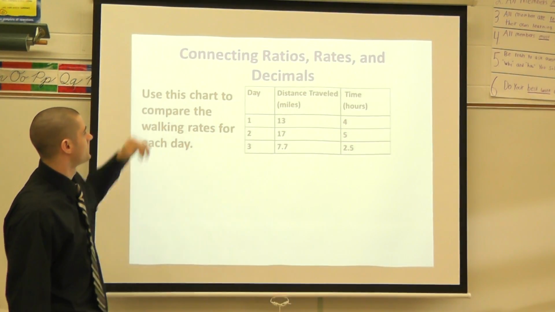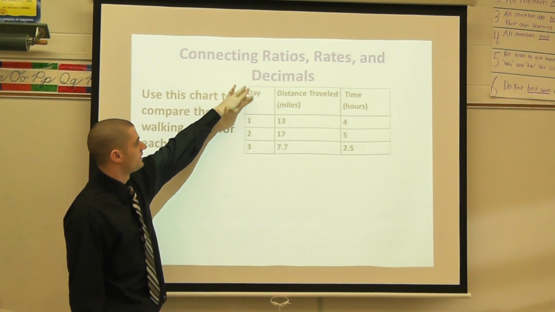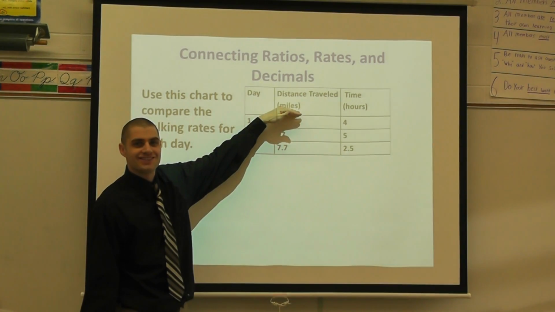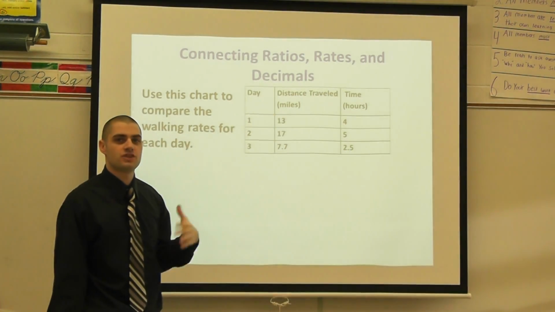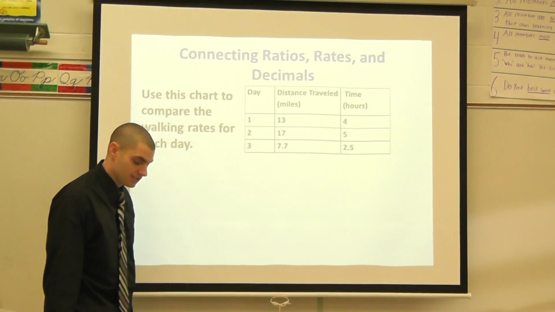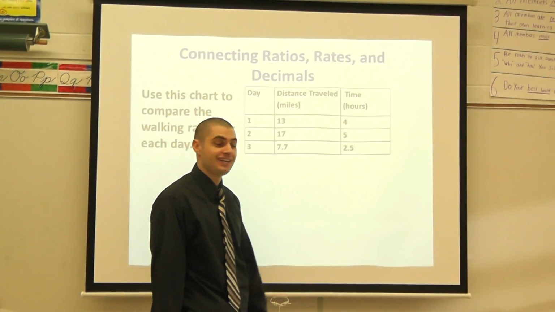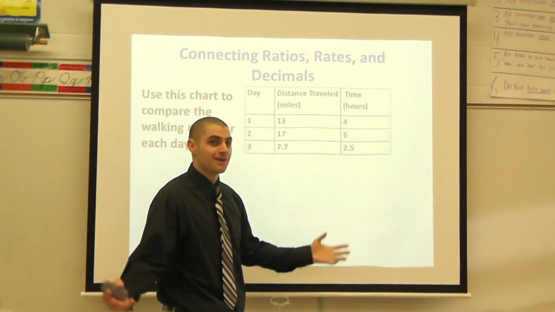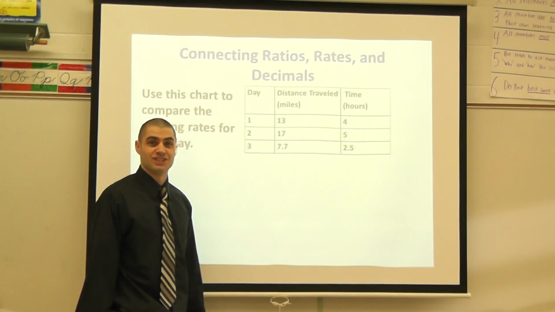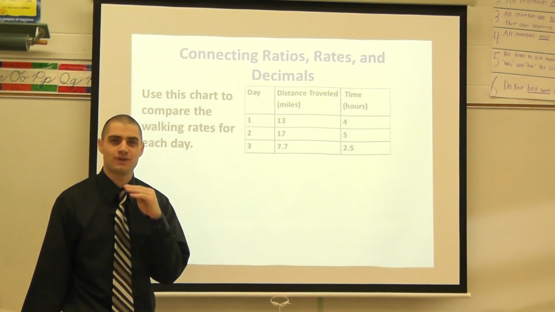In our first example, it says, use this chart to compare the walking rates for each day. We have our day up here, day 1, day 2, day 3. We have our distance traveled in miles. This is significant. Do not forget to put the unit when you're talking about your numbers here, because if I said 13 inches, that was pretty easy to get 13 inches. If I was going to do 13 feet, I could walk from here to my desk and I'd be 13 feet very quickly. But if I said 13 miles, that's a little bit longer. That's a big difference between inches, feet, and miles there. So make sure you don't forget to add in those units.